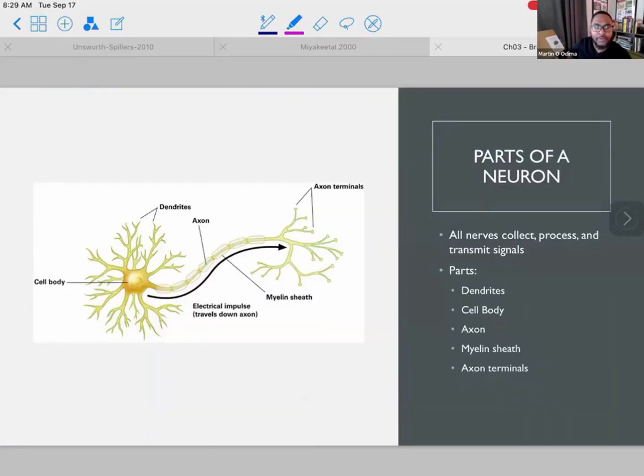The different parts of the neuron include the dendrites, cell body, axon, myelin sheath, and axon terminals. And remember that the neurons are the building blocks of the brain. It consists of these structures, and this is how we're able to send and receive information between brain cells.